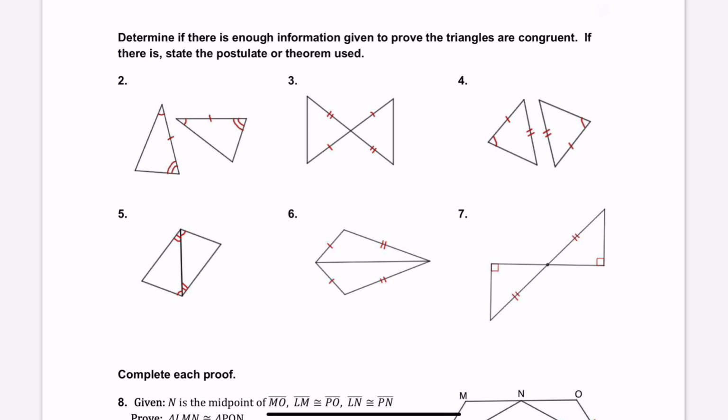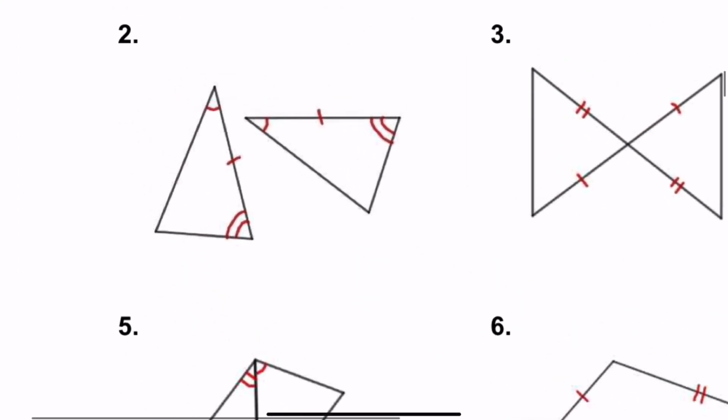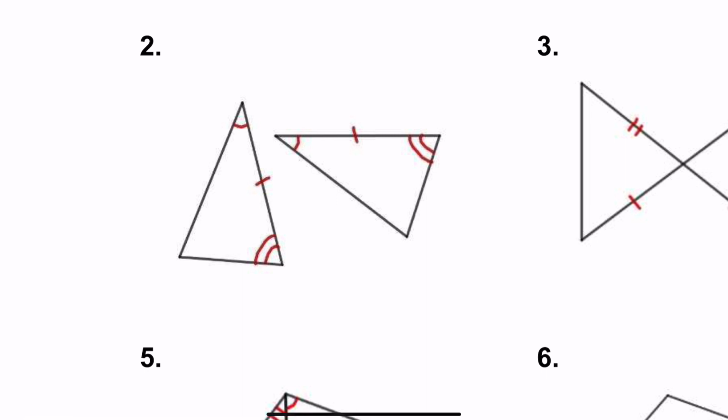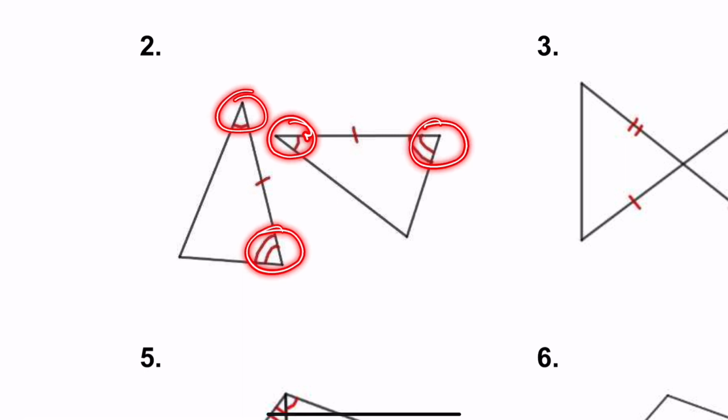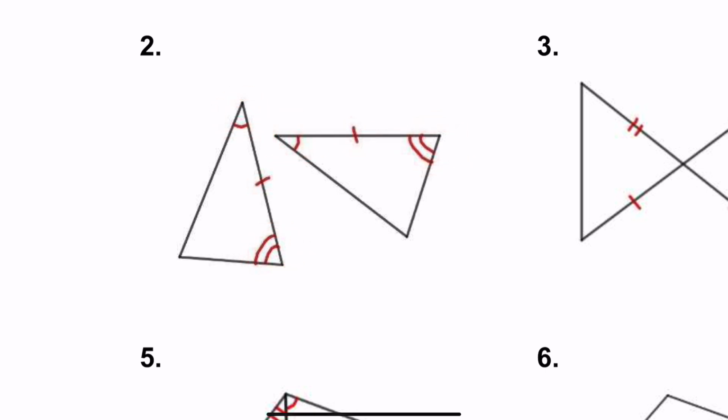We're now going to determine if there's enough information given to prove the triangles are congruent. If there is, we're going to state the postulate or theorem used. So let's look at number 2. We have two angles that are the same here, two angles that are the same here, and a side is in between the two angles, or directly in between the two angles. So this would be the angle-side-angle postulate.